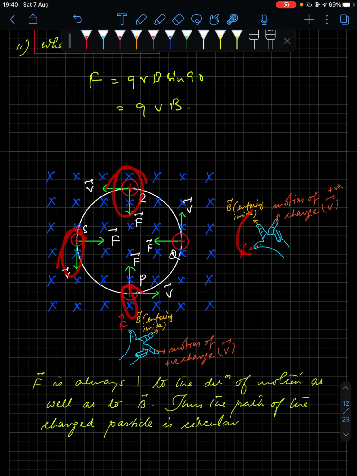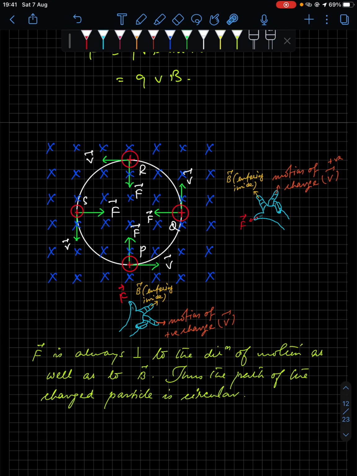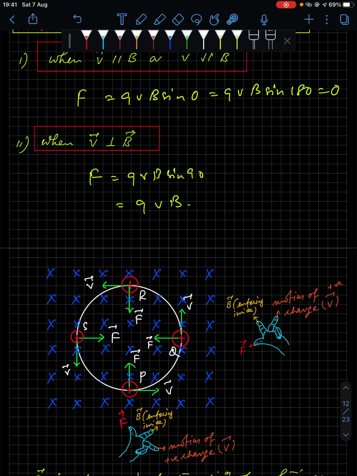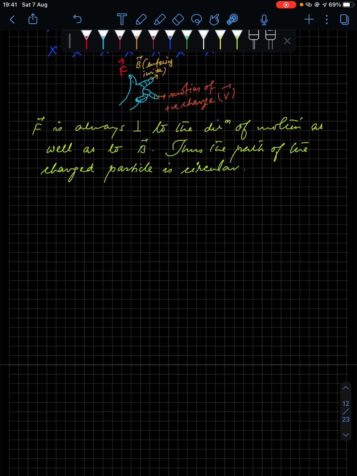Similarly, in exactly the same manner you can apply this here also, and here also. Every time, what you'll notice, and this is so interesting, is that your thumb is pointing inward. When you connect these dots, it will represent a circle. So whenever you project a positive charged particle perpendicular to a magnetic field, it will describe a circular path. This is what you get when a charged particle is fired perpendicular to the magnetic field B vector.